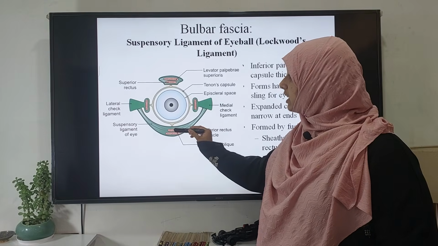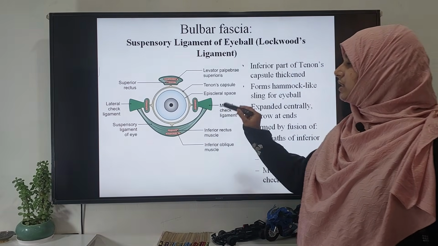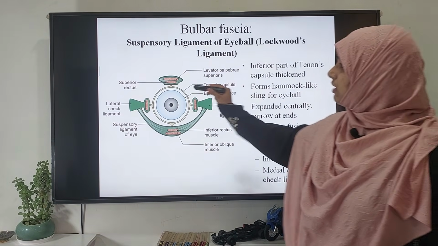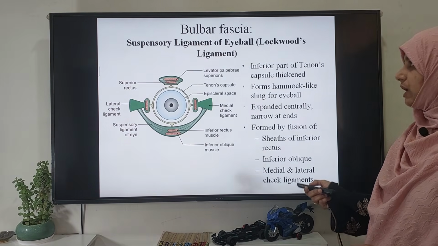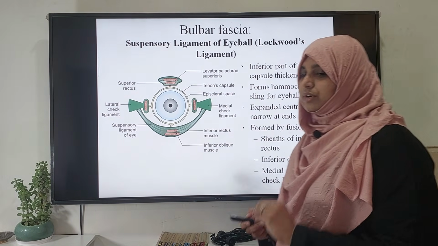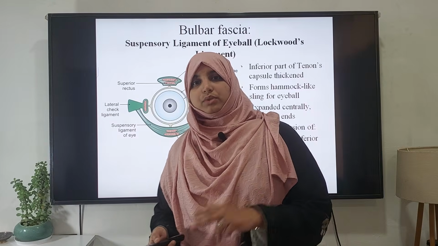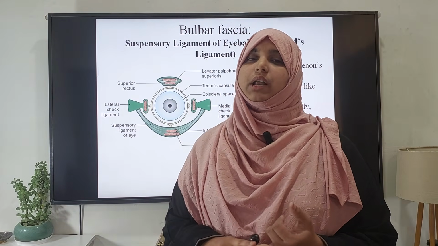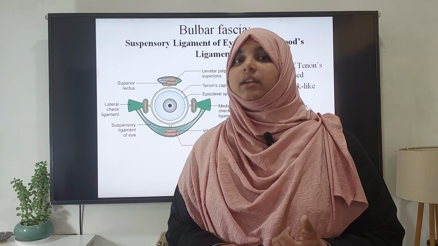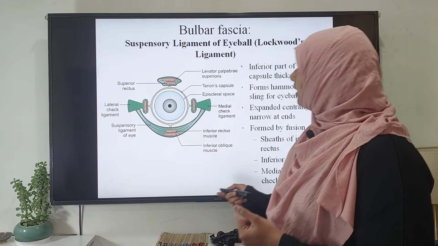And we have 2 muscles enclosed by this suspensory ligament of the eye, and above also we have the sheath covering the superior rectus and the levator palpebrae superioris, right? So far we saw the introduction, and we saw the 2 types of fascia. One was periorbita, the other was the bulbar fascia, otherwise called Tenon's capsule, right?